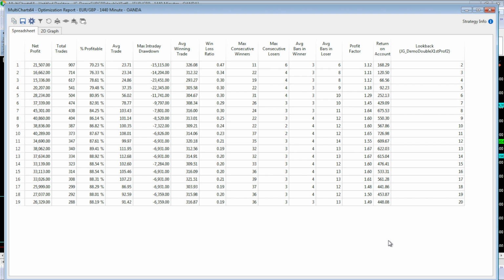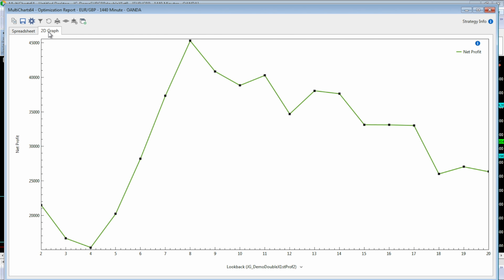This shows us how each of the look-back lengths perform. Let's move over to the graph, and we can see that we're starting with a look-back length of 2, 3, 4, and then profit suddenly shoots up. We're looking at look-back length versus net profit. So the one which made the highest net profit was a look-back length of 8, and then it gradually tailed off as we went to longer look-back lengths.